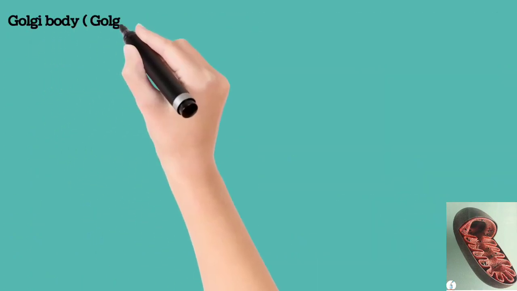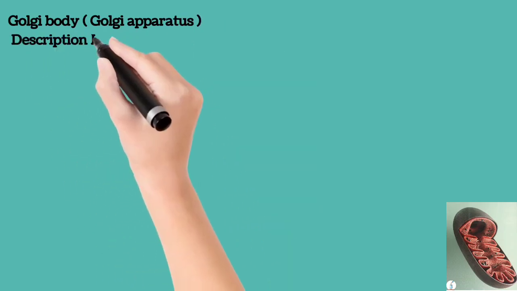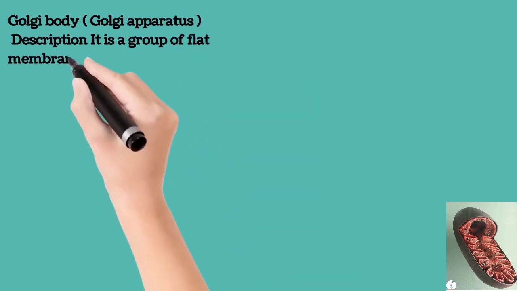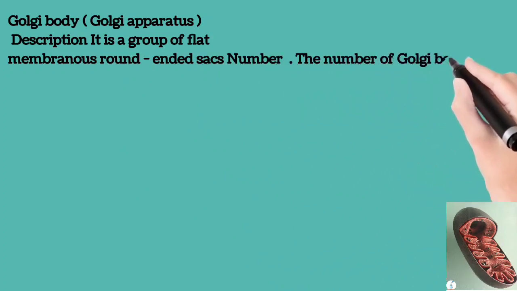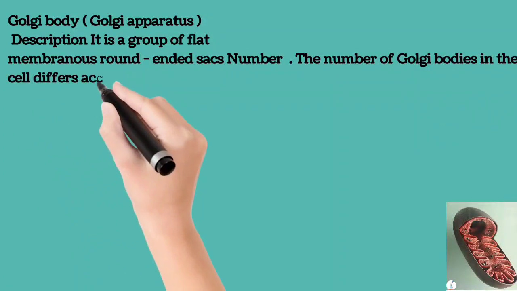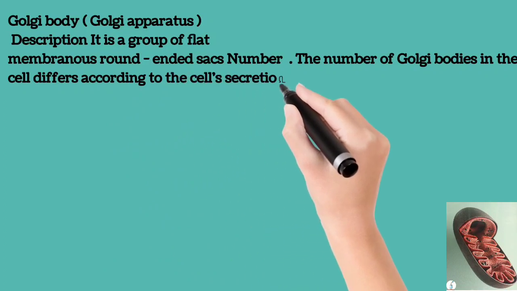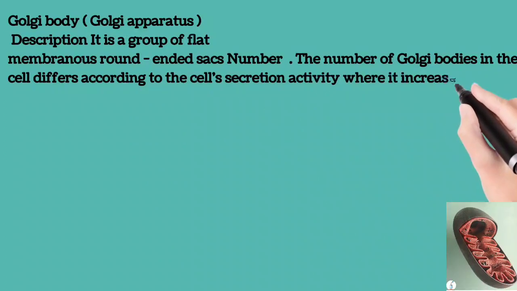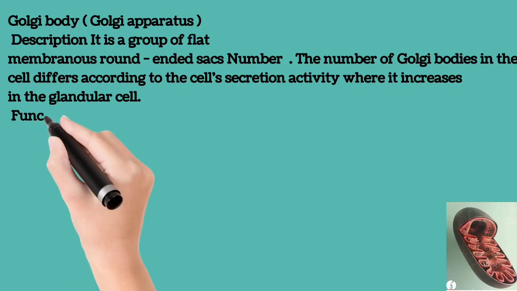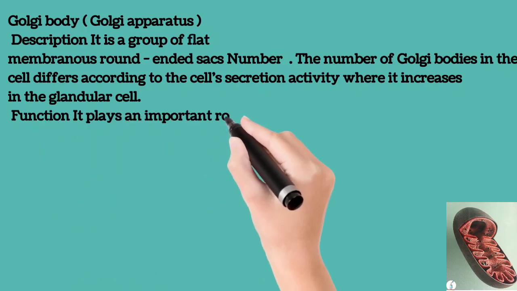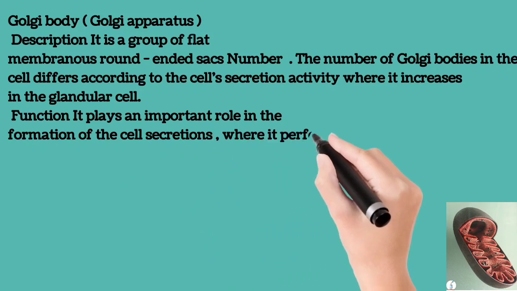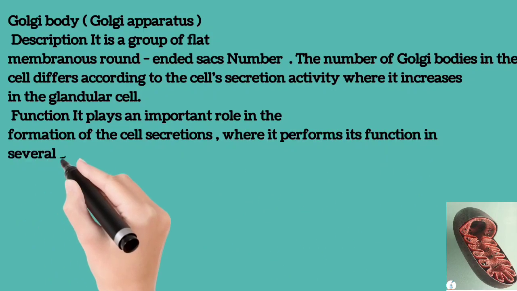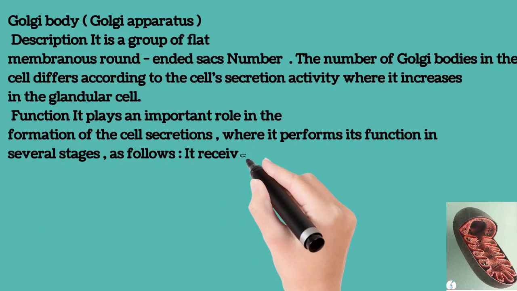Golgi body, or Golgi apparatus. Description: it is a group of flat membranous round-ended sacs. Number: the number of Golgi bodies in the cell differs according to the cell's secretion activity, where it increases in the glandular cell. Function: it plays an important role in the formation of the cell secretions, where it performs its function in several stages, as follows.